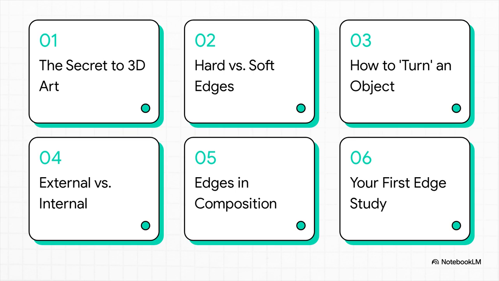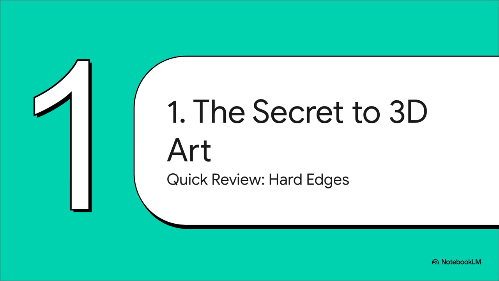So here's the game plan for this explainer. We're going to break it all down. We'll start with the big secret, then compare hard and soft edges, show you exactly how to turn an object to make it look round, talk about where to use each type, see how they fit into your whole composition, and then we'll finish up with a super simple study you can do today. Okay, so let's dive right in with the foundation.